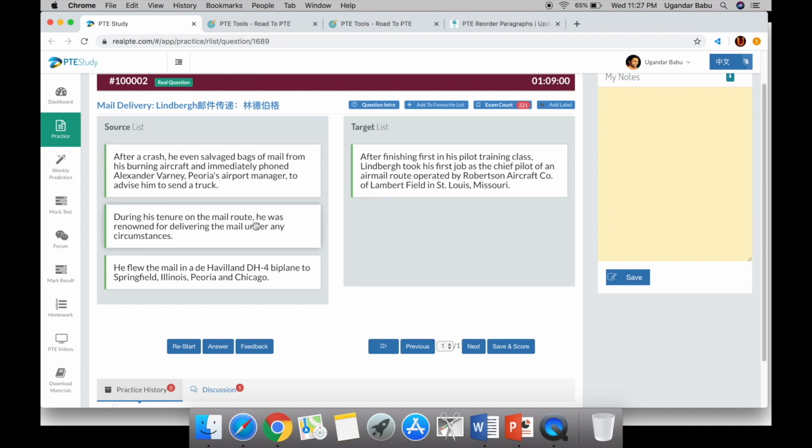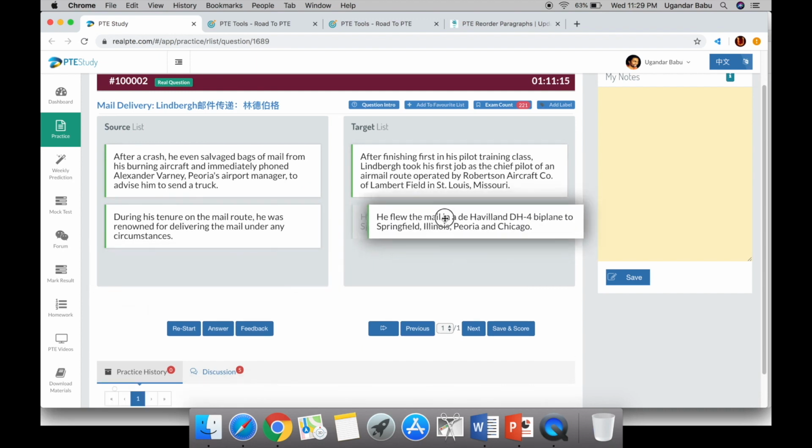During his tenure on the mail route, he was renowned for delivering the mail under any circumstances. So we should know the meaning of this word. This means famous, popular. During his tenure on the mail route, he was famous for delivering the mail under any circumstances. So this is something positive. He flew the mail here, here and here. Here if you see an airmail route, so an is an indefinite article, and here if you see the mail, so this is definite article and this is pronoun followed by noun. So this should be the next sentence.